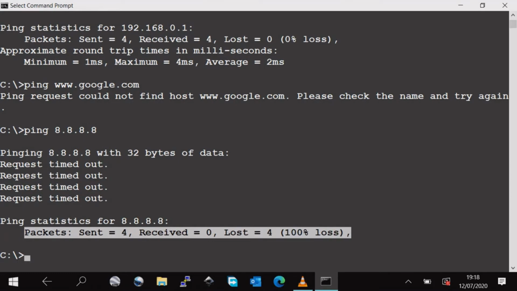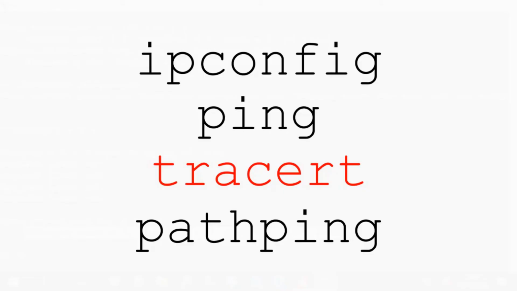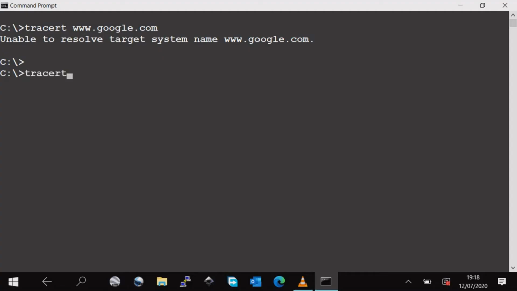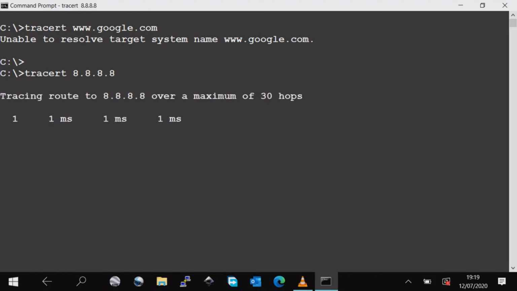Now, to better understand how the data is moving towards the server, let's invoke the next command, tracert. Tracert helps us to identify where along the network we are experiencing connectivity problems. Let's go ahead and issue a tracert command to the Google DNS server 8.8.8.8. It says that we are tracing the route to 8.8.8.8 over a maximum of 30 hops. This means that if the packet traverses 30 nodes without reaching the IP address we are attempting to reach, it will consider the destination unreachable.